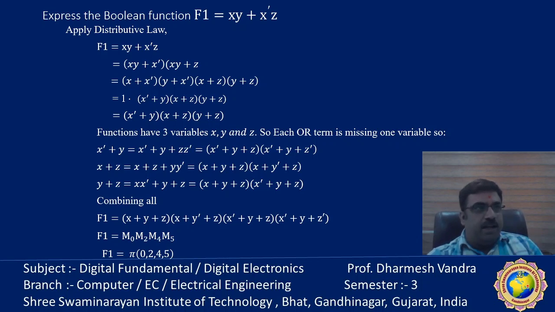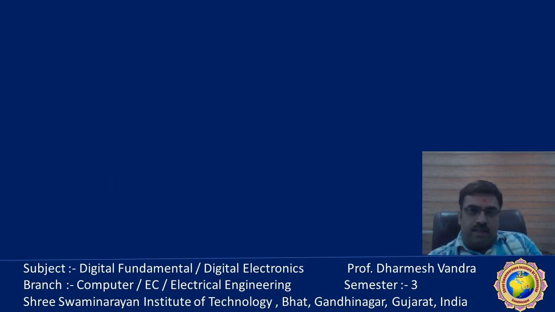And it will be indicated as a function; like in min terms we use the sigma, here we use the pi. Pi is the meaning of product. It is a shortcut of product. And how many terms are connected? 0, 2, 4 and 5. All these 4 terms are connected. So it is called a product of max terms. Let's take one another example.